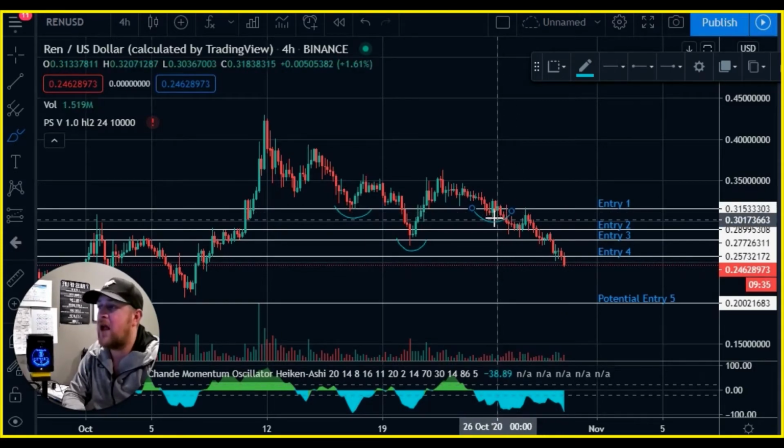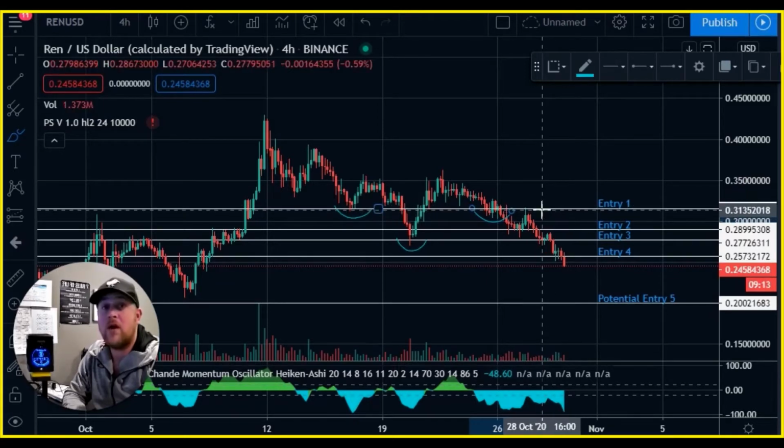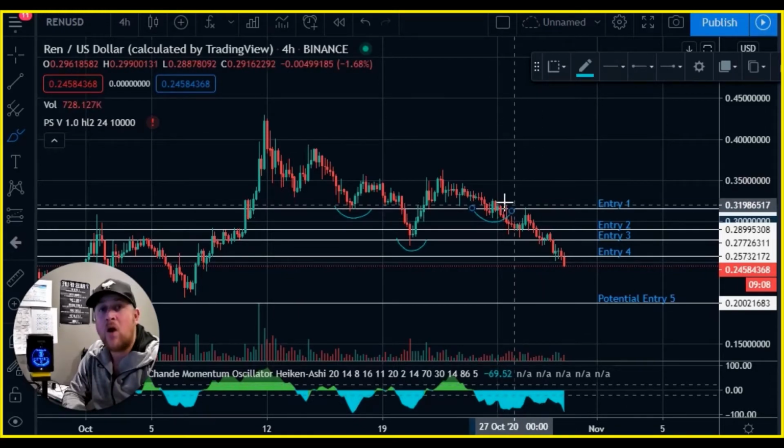But where I entered was when it broke this line, right? As you can see, if I hover over in the top left hand side up there, you can see it closed at 3183 and it opened at 3133. So where it closed was actually above that white line, and I entered just before it, and it closed above it. I needed to wait for 1 more hour candle close confirmation, and I didn't.